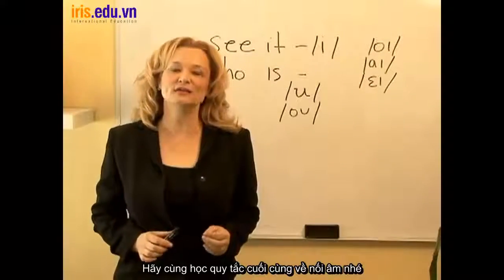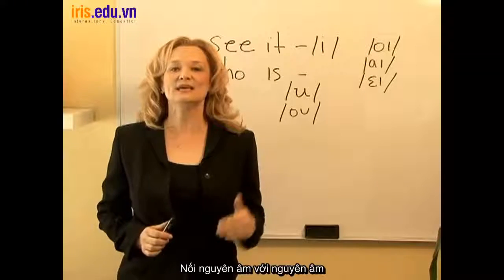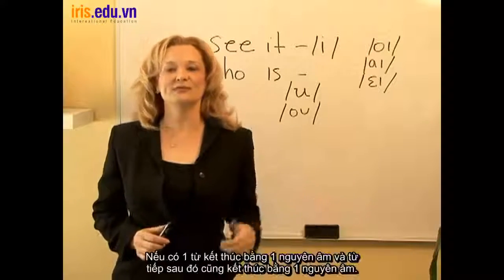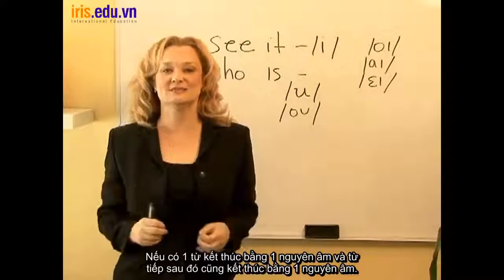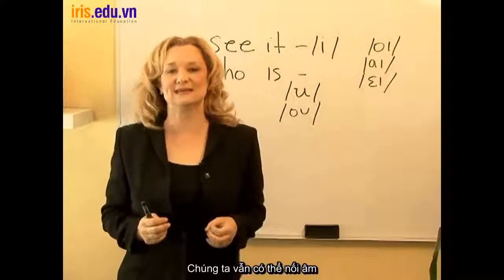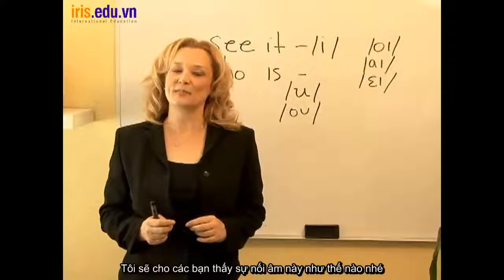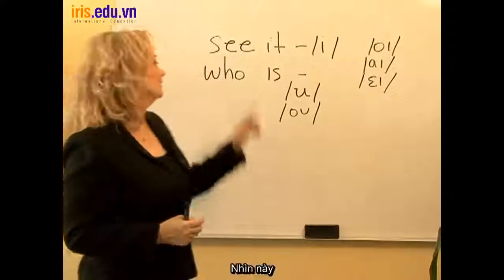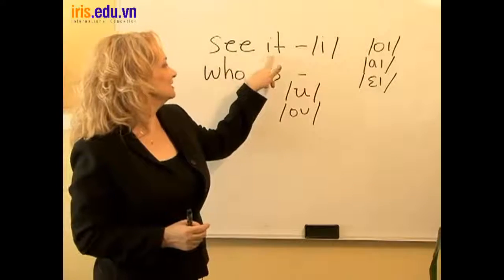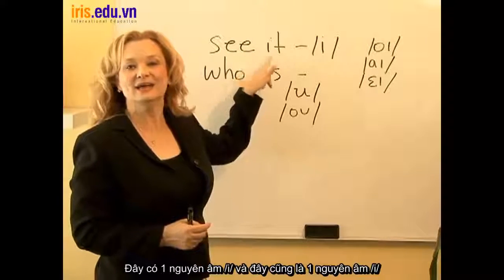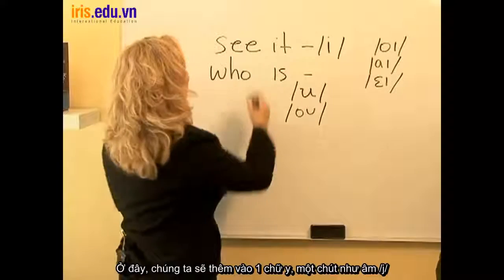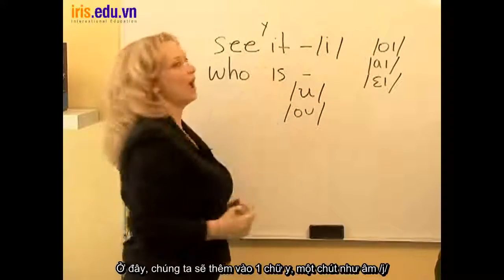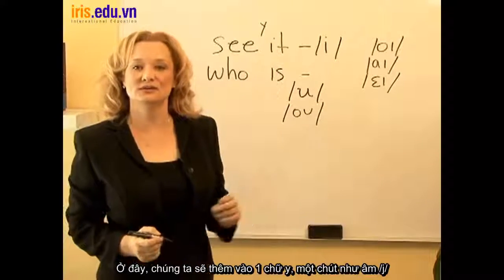Let's learn the final rule about linking. Linking vowel to vowel. If one word ends in a vowel and the following word begins in a vowel, there is also linking that has to happen. Let me show you what happens in that case. Look at this. See, it. Here's a vowel, E, and here's another vowel, it. In this case, we put a little Y sound.